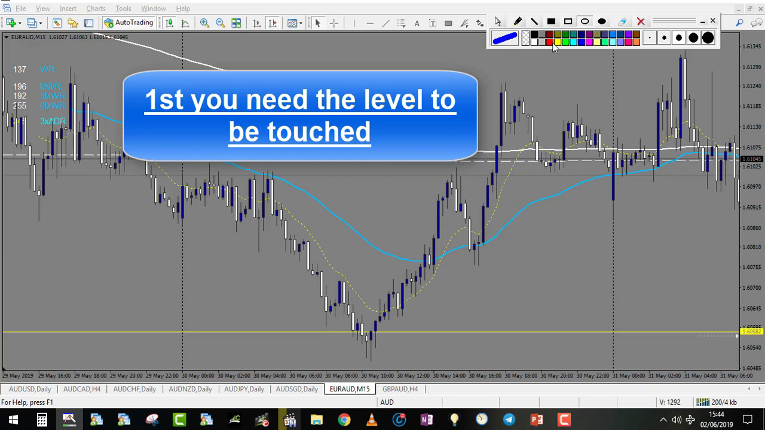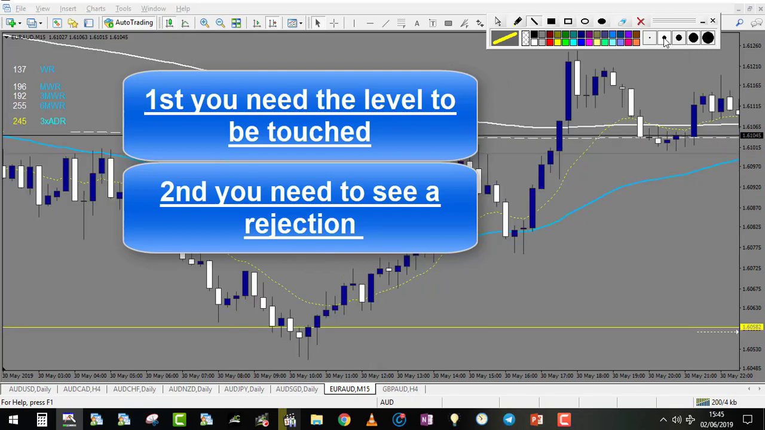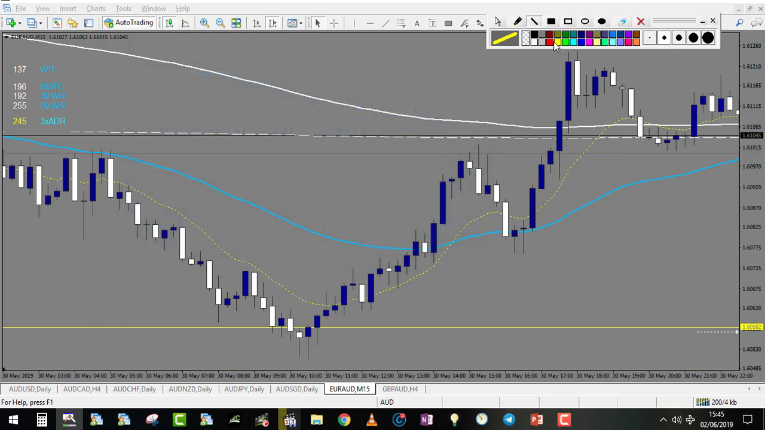First you need to break the level, right here. And the second element you need to see is a rejection from the level. To validate this rejection, the first possibility is to have a nice rejection candle. In this specific example, the candlestick that is very nice for me can be this specific pin bar right here, this one, or this one, right here.